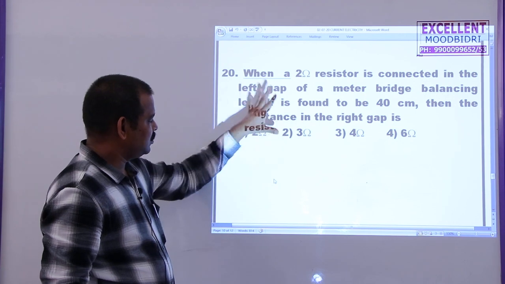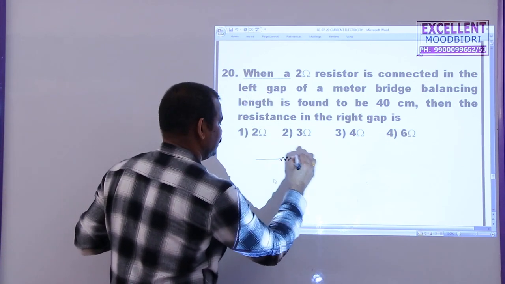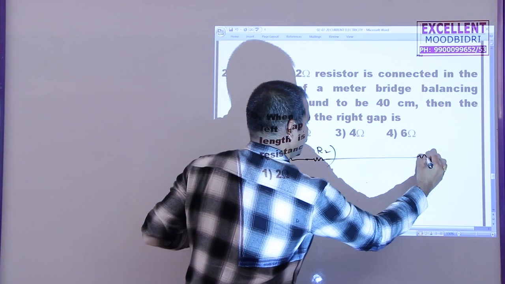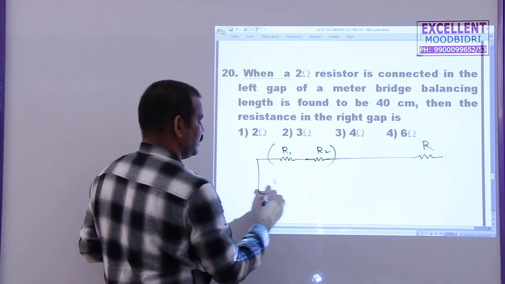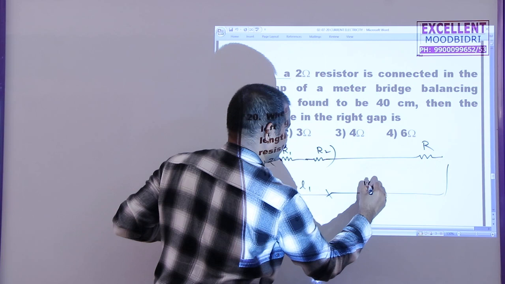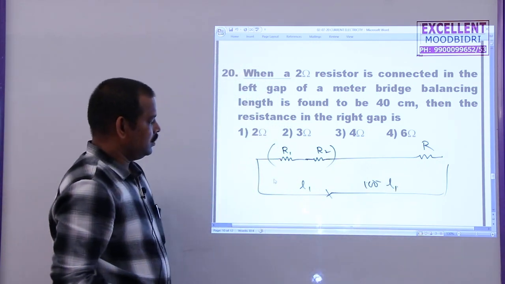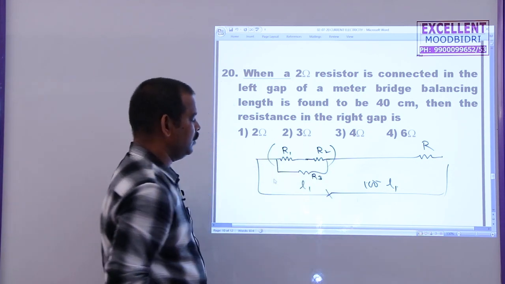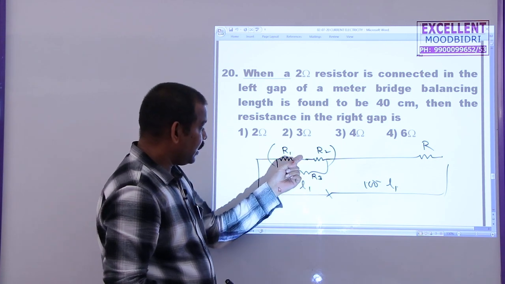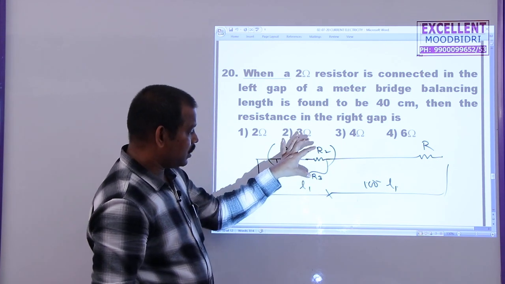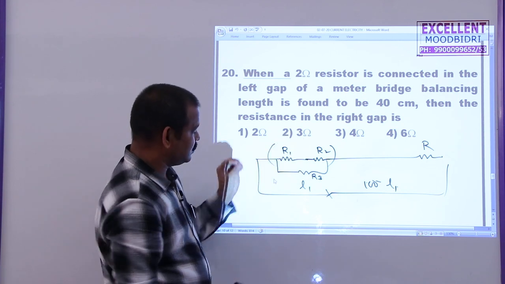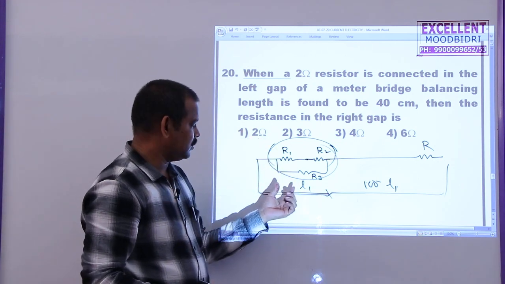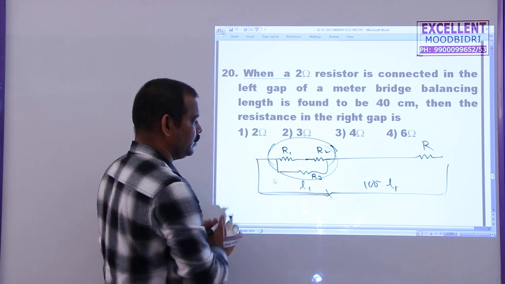In this problem, a similar model will be given: if resistance is R1 here and R2 here, these are the left gap resistors, and the right gap resistance we generally take as R. Let the balance length be L1 and the remaining length will be 100 minus L1. For this combination, if one more resistance is connected in parallel, let us say R3, what happens to the balance length? As these are connected in parallel, the effective resistance of this part will decrease. As this resistance decreases, the balance length also decreases. This is a theory based question, but by using the concept, this is also very important.